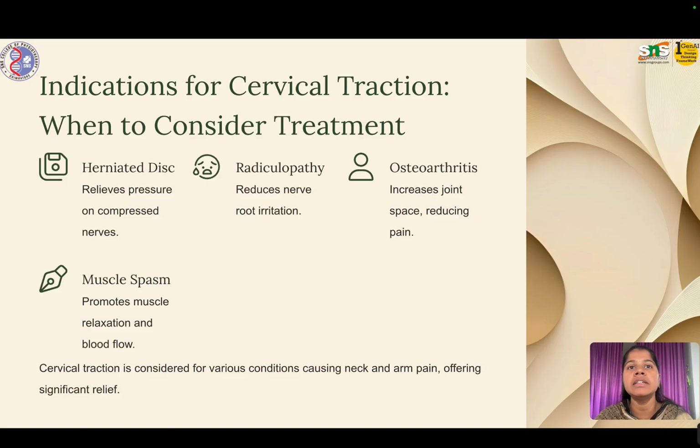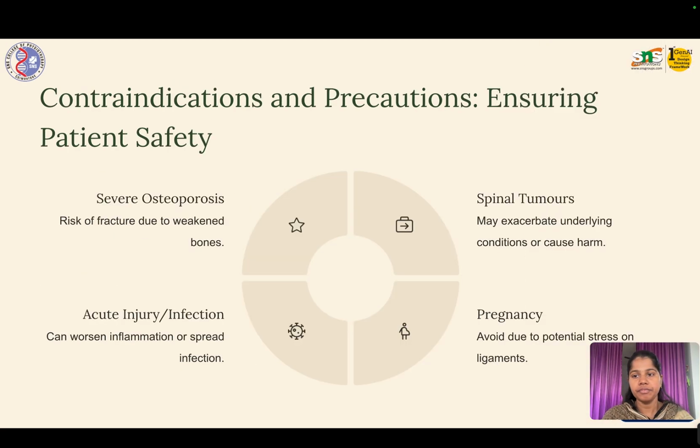In herniated disc, it helps to reduce the pressure on the spinal nerves. Whereas in radiculopathy, that's when a nerve root is irritated or compressed, causing radiating pain. In osteoarthritis, traction increases the joint spaces, providing relief. In muscle spasm, it helps to relax the tight muscles and improves the blood flow. So it is not just for neck pain, it can also help with the pain radiating to the arms as well.